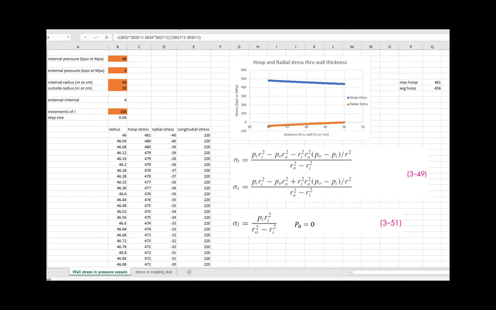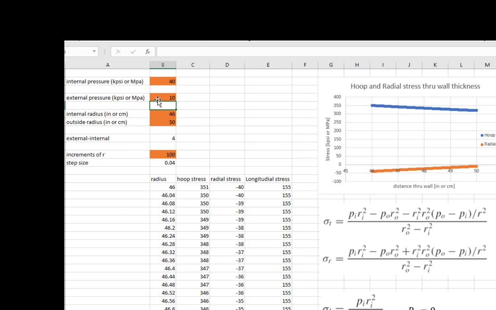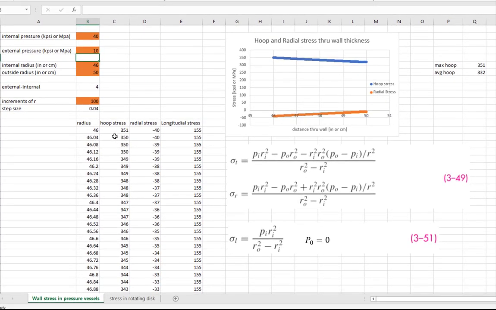Let's go back to our spreadsheet for a minute, because you don't write a spreadsheet to solve one problem. You write a spreadsheet so you can solve lots of different problems. And the way this is set up, you can do just that. So let's imagine that instead of a 40 MPa internal pressure, I also add a 10 MPa external pressure. What does it do? It changes the results. So you'll notice that it changes my maximum hoop stress.